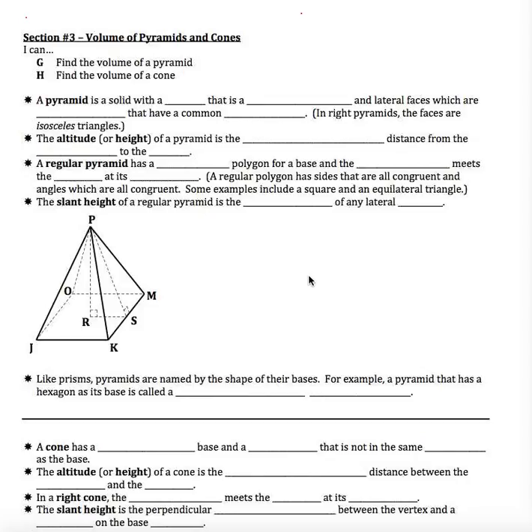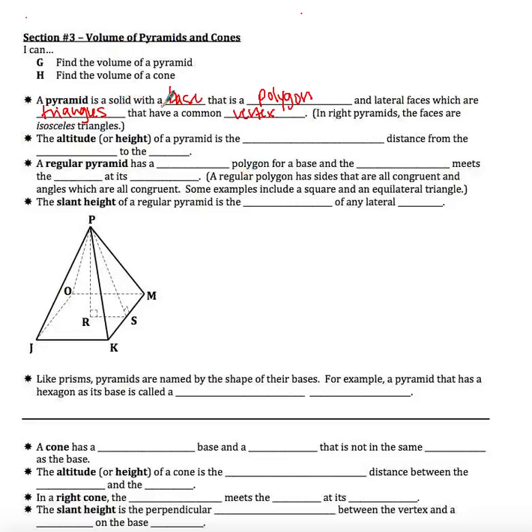In this video, we're going to talk about finding the volume of pyramids and cones. So a pyramid is a solid with a base that is a polygon with lateral faces, which are triangles that have a common vertex.